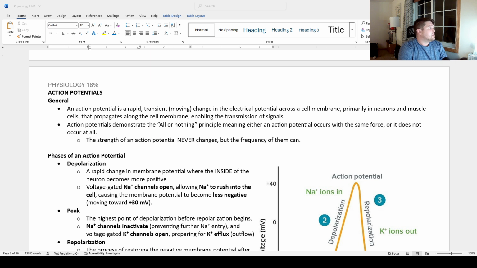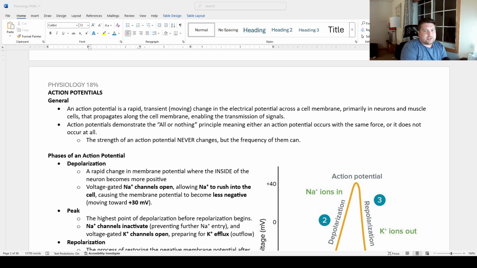All right. So, an action potential, by definition, is a rapid, transient change. That means it moves, it transfers along. It's a moving change in the electrical potential across a cell membrane, specifically in neurons and muscle cells. It propagates, it continues, it passes along the cell membrane, enabling the transmission of signals.